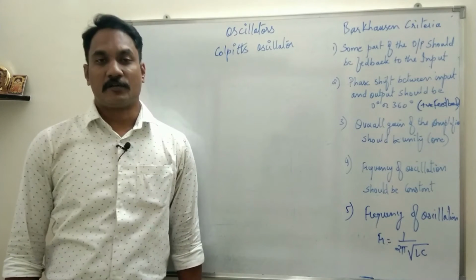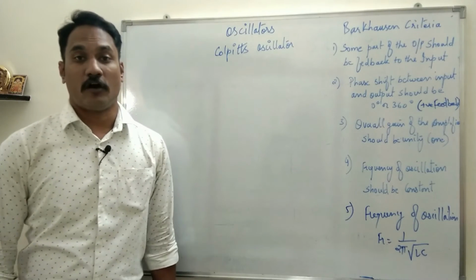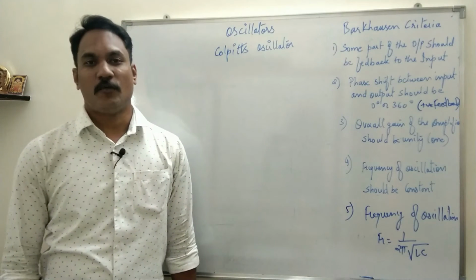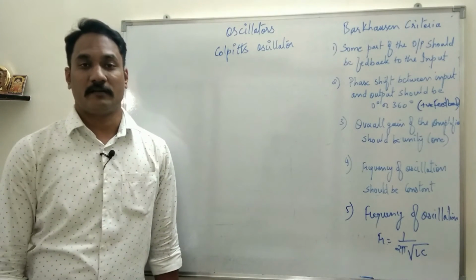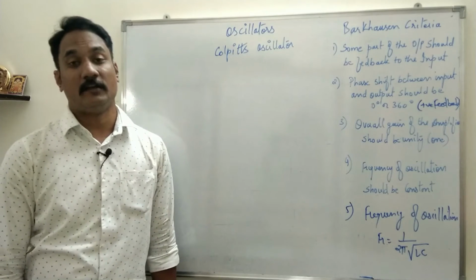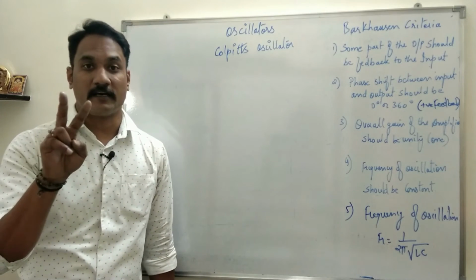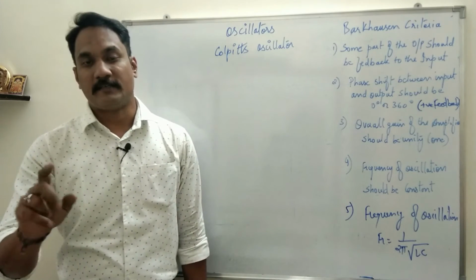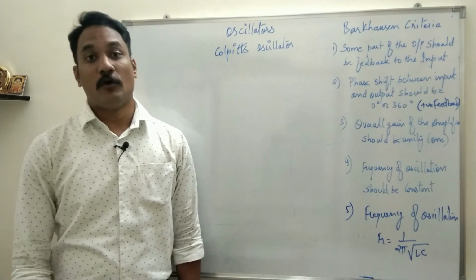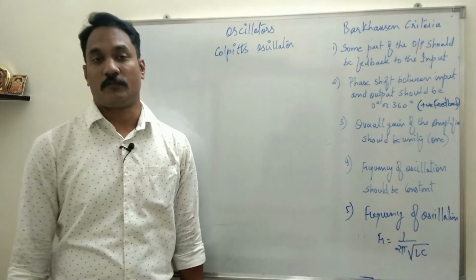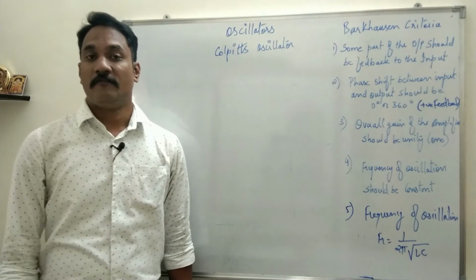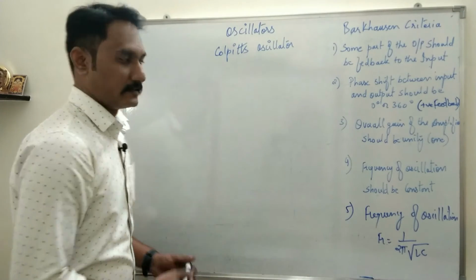The next oscillator which we will try to understand is the Colpitts oscillator. As I have already told you, there is a small change in the construction of Hartley and Colpitts. In Hartley we used 2 inductors and 1 capacitor. In Colpitts we will use 2 capacitors and 1 inductor. That will be the only difference, a change in the feedback factor, that is the tank circuit.